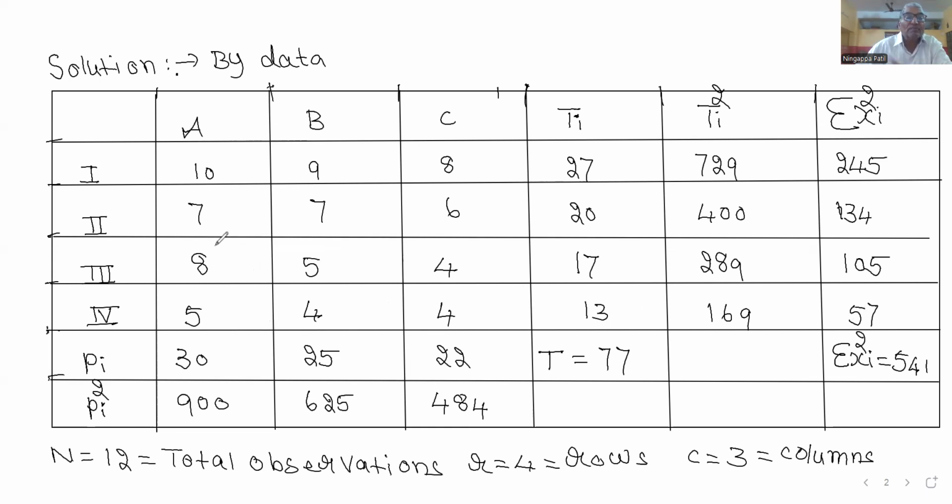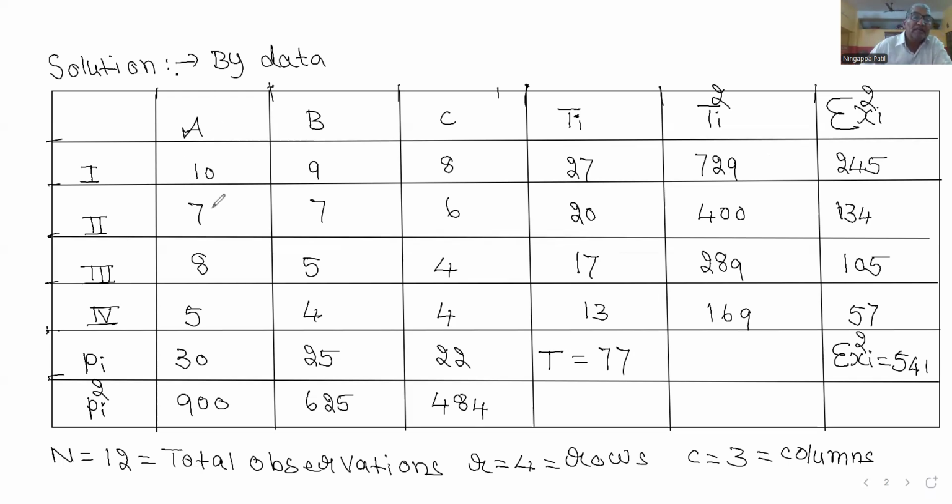Okay. Now, similarly here, look here. You can add all these Ti here: 27 plus 20 plus 17 plus 13, 77 it is. It is the sum of all the observations. And Ti square is not necessary; the summation of xi square is necessary. You can add them: 245 plus 134 plus 105 plus 57. It is 541.